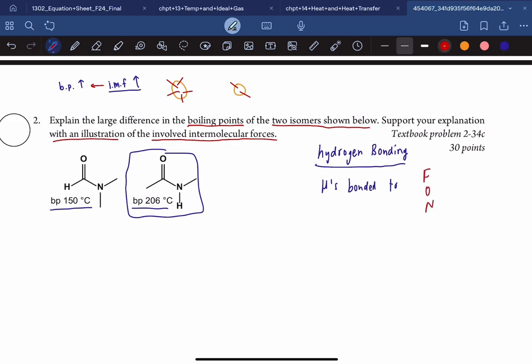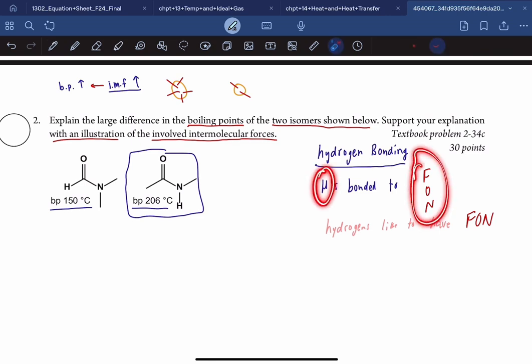F O N, okay? So if you have trouble remembering this, just think of it like hydrogens like to have fun, right? Hydrogens like to have fun. So all that means is that if there's a hydrogen bonded to one of these atoms, it can engage in a special type of bonding called hydrogen bonding. And that's stronger than your normal bonding types, which is like dipole-dipole, or what is the other one? Van der Waals or London dispersion.